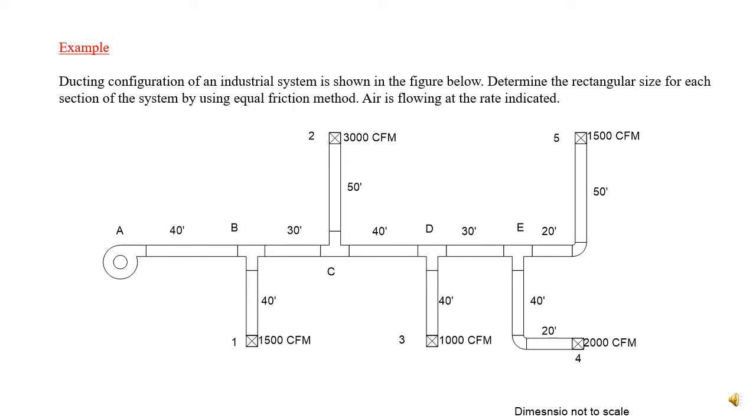So this is an example. You should determine the rectangular size for each section of the system by using the equal friction method, and the capacity of airflow is as indicated in the figure, and this is an industrial system. So you need to check what is the allowable velocity for an industrial system, both for the main duct and also for the branch duct.